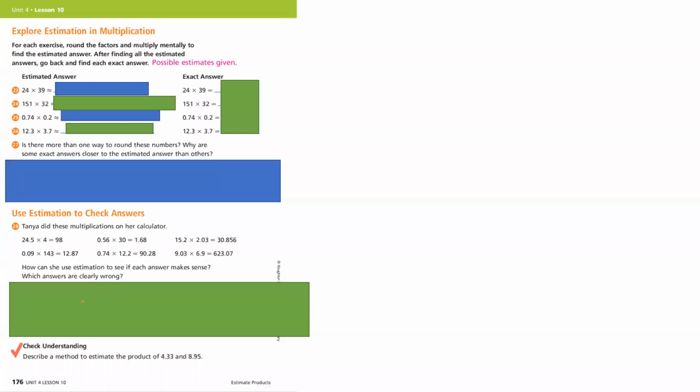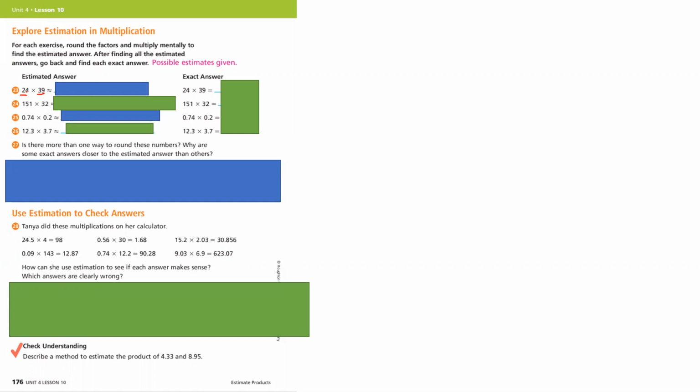And then finally, 176, it says explore estimation in multiplication. Okay, so for each, we are going to round these numbers, which are called factors, because the numbers you multiply together are called factors. We are going to try to figure out how to estimate this mentally. You could go a couple different ways, because you could round to the nearest ones, the nearest tens, the nearest hundreds. But here, I would suggest rounding them both to the nearest tens to make it the easiest.